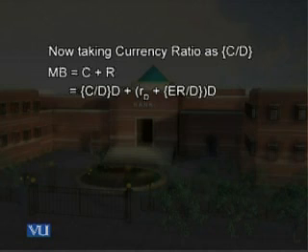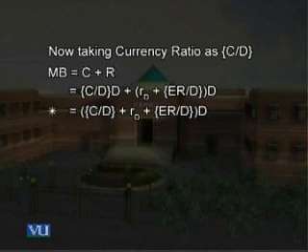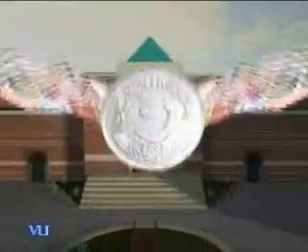So if we rearrange, we can write down all of these three ratios here. Currency to deposit ratio plus the required reserve ratio plus the excess reserve ratio times the deposit gives us the monetary base. So now if we want to talk about the monetary base, we say our monetary base is equal to the first ratio, currency to deposit ratio, plus required reserve ratio, and then plus the excess reserve ratio. All of these ratios added together times the deposits is our monetary base.